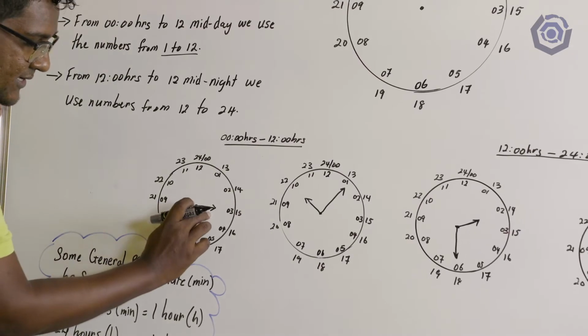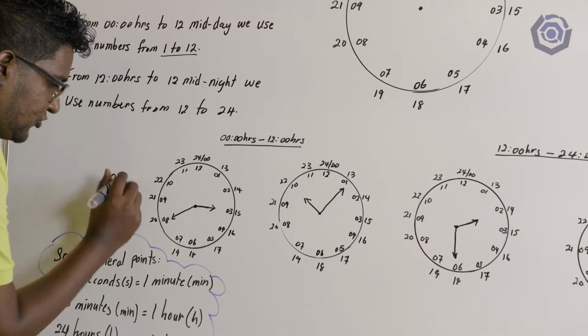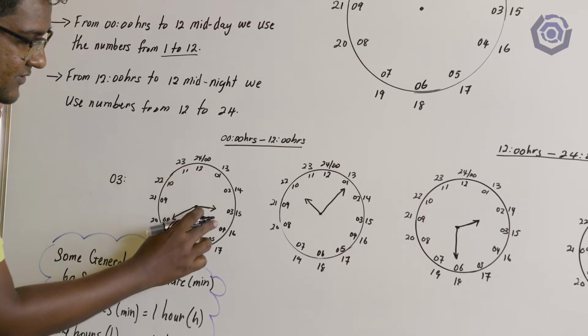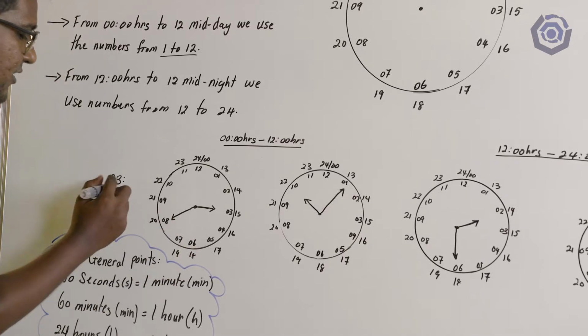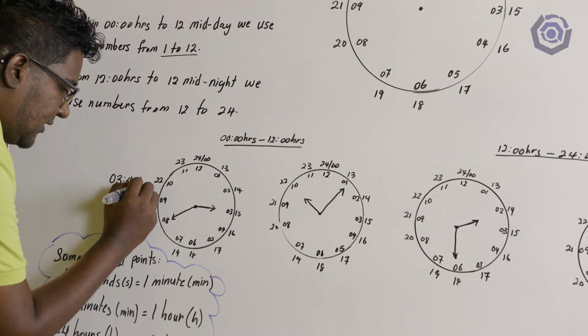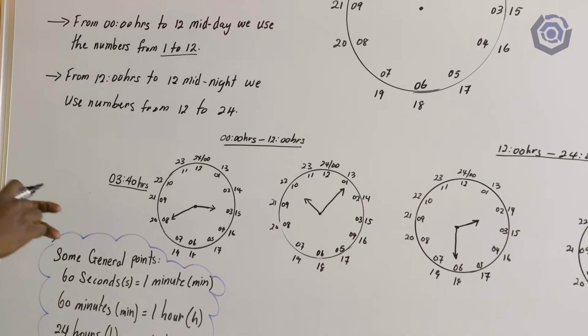So our longhand is at 3. So this is going to be 03, and the shorthand is at 8. So that's 5, 10, 15, 20, 25, 30, 35, 40. So this is 03:40 hours, and this is 3:40 in the morning.